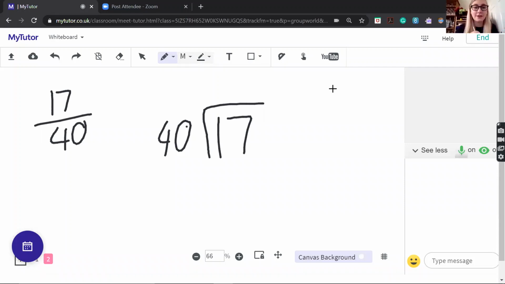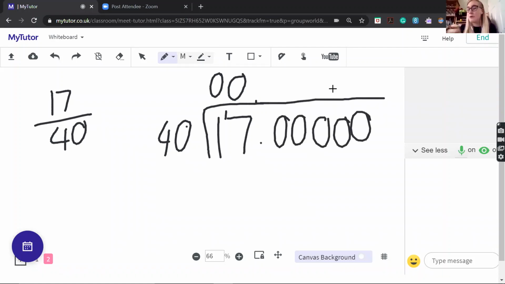40 doesn't go into 1. We carry the 1. 40 doesn't go into 17. Okay, it's 0. We kind of knew that. 40 doesn't go into 17 any whole number of times. So what we're going to do is make this 17.0000, however many we need. We can extend this. And now we carry this 17 and make sure that the decimal point goes in the same place that it is down here. And now it's 40s into 117. Hopefully that makes sense. We're just carrying it along.